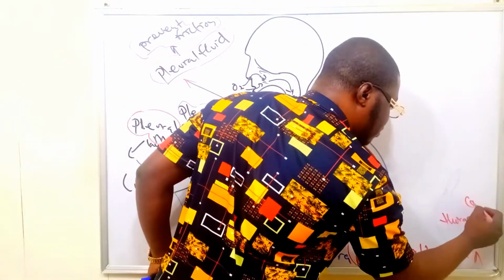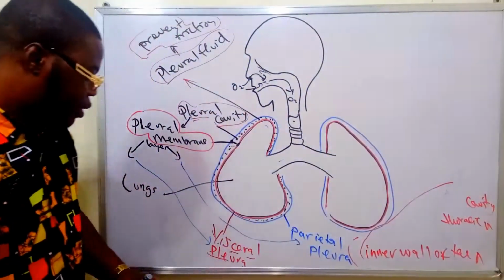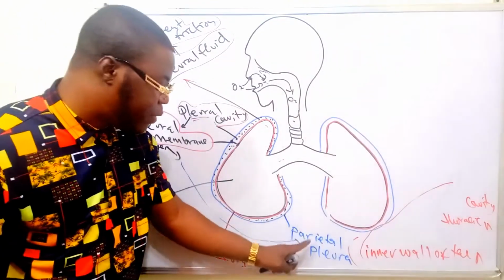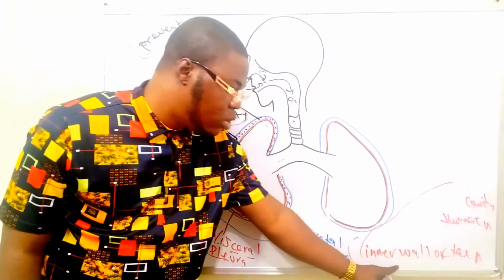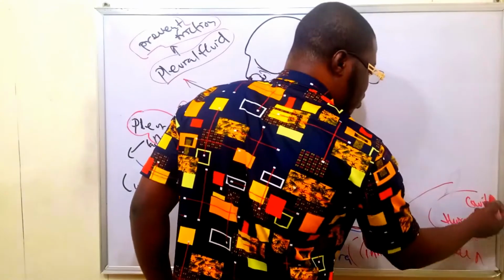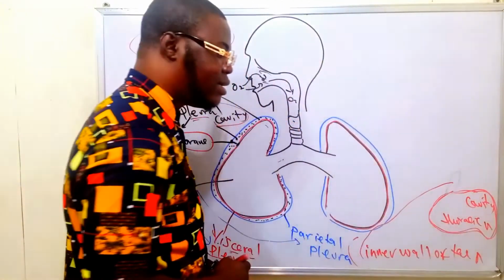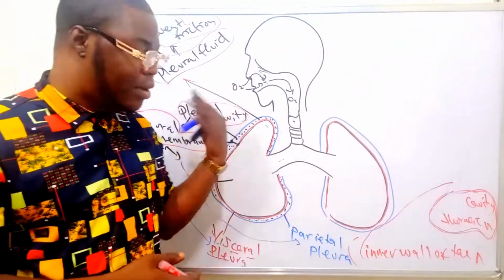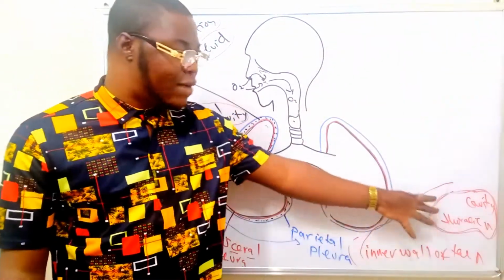Thoracic cavity. Now the question is, what's the meaning of that? I said this visceral pleura adheres with the lungs. But this parietal pleura, this outer one, adheres or sticks with the inner wall of the thoracic cavity. What's the meaning of inner wall? I'm coming there later. The question is, what is the thoracic cavity? You can check that out in our videos on body cavities, one of our previous videos. So you understand what thoracic cavity is very well.